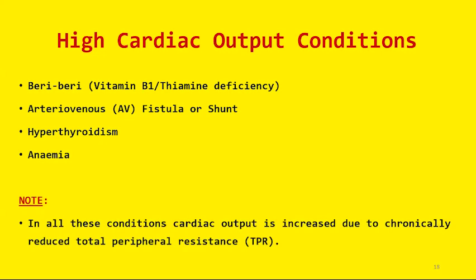And in all these pathological conditions, the cardiac output is increased. Why? Because the TPR is reduced. And we have already discussed that there is an inverse relationship between total peripheral resistance and cardiac output. So in these conditions, since the TPR is reduced, hence the cardiac output is increased.